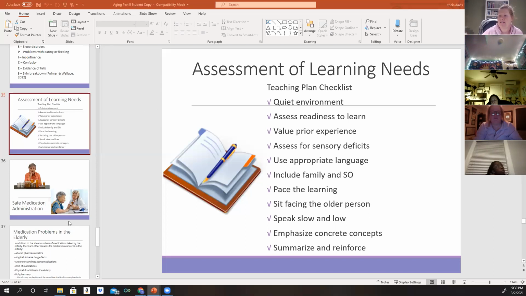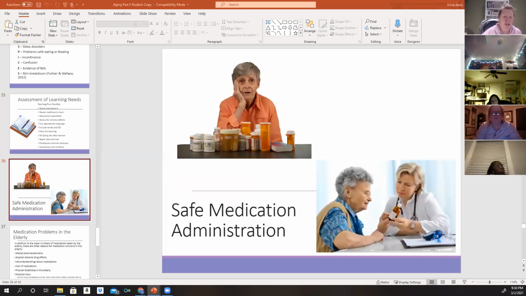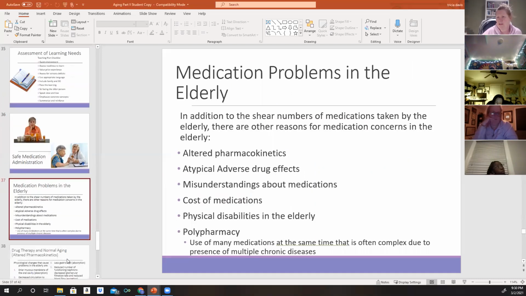And then safe medication administration. We want our patients to be safe when they're taking their medicine. So in addition to the numbers of medication, the amount of medication that's taken by the elderly population, there are also other reasons that we should be concerned with medication concerns in this population.